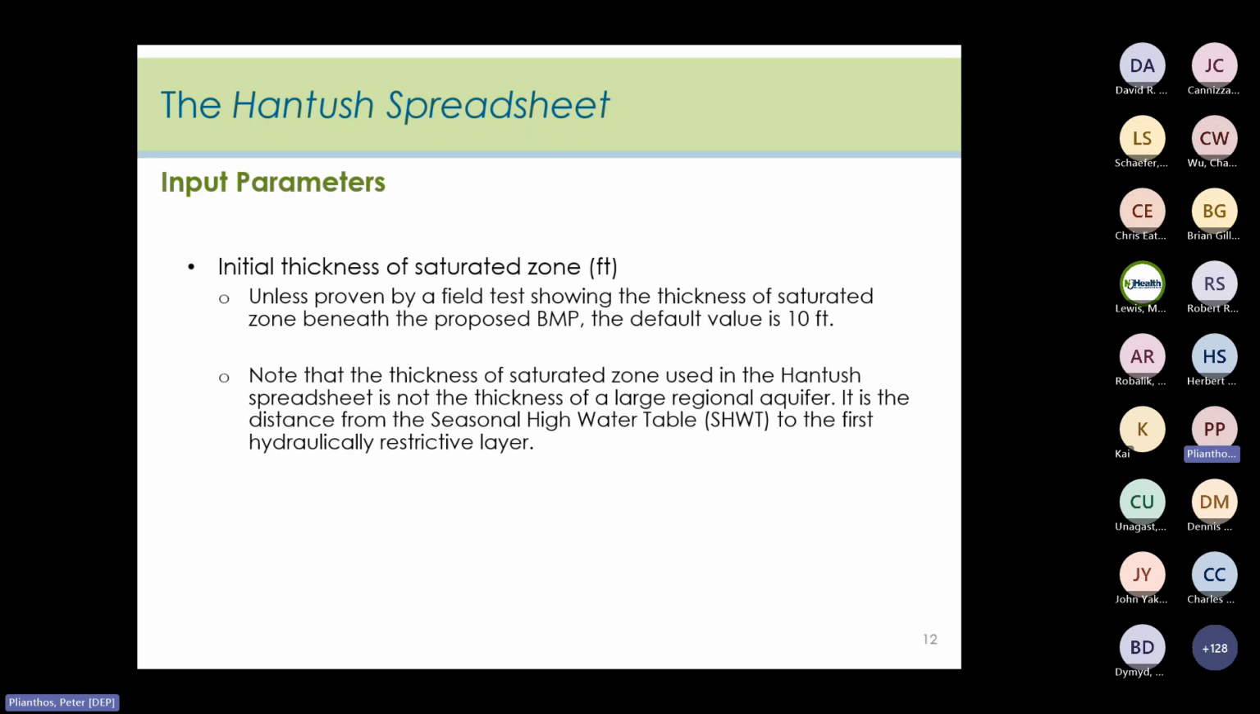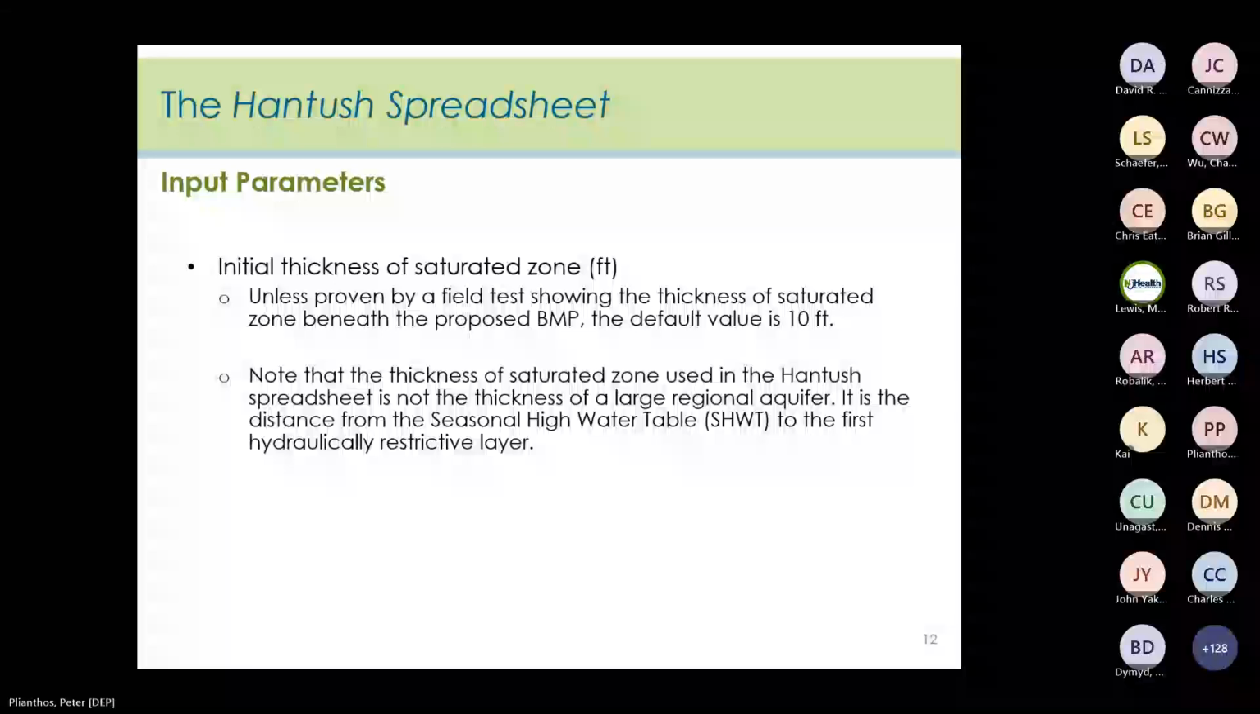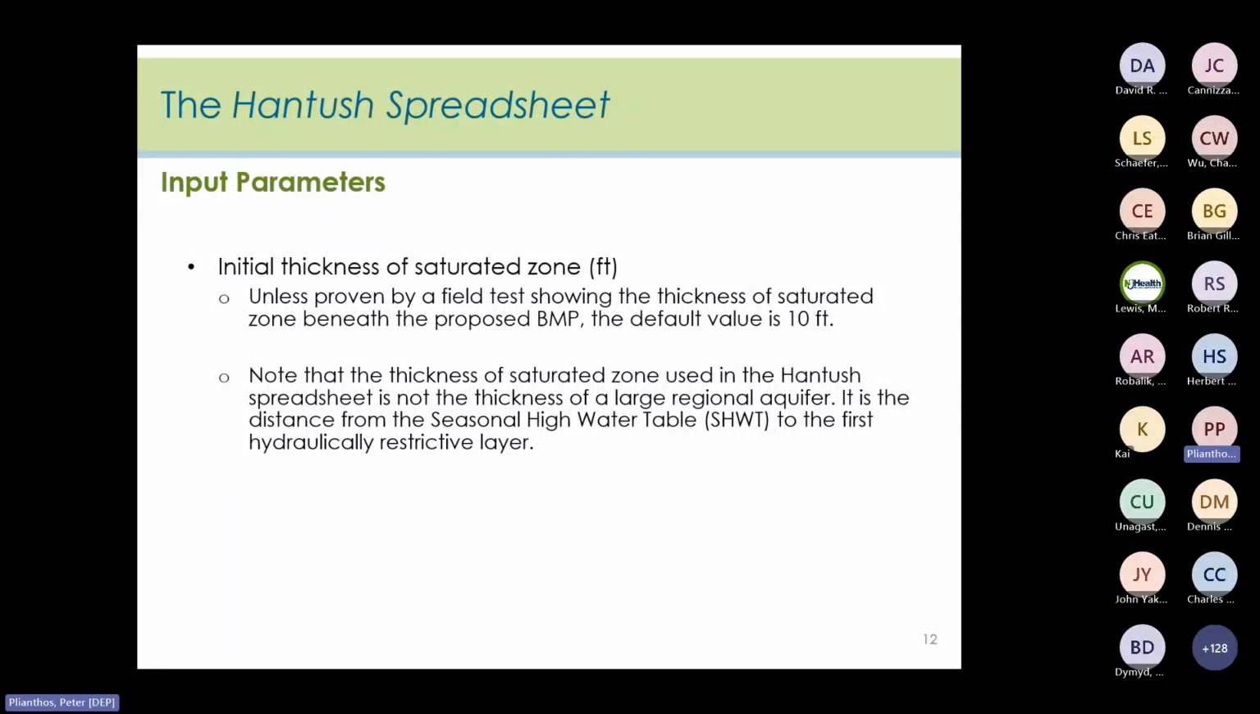For the initial thickness of the saturated zone, unless proven by a field test showing the thickness of saturated zone beneath the proposed BMP, the default value is 10 feet. Note that the thickness of saturated zone used in the hand-touch spreadsheet is not the thickness of a large regional aquifer. It is the distance from the seasonal high water table to the first hydraulically restrictive layer. Now, if a value greater than 10 feet is used, it must be accompanied by on-site testing results that demonstrate the value used is appropriate.